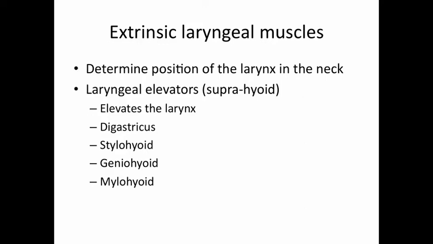We're going to talk about the extrinsic laryngeal muscles. The extrinsic laryngeal muscles, as I said, determine the position of the larynx in the neck, whether it's high up in the neck or low down in the neck. The extrinsic laryngeal muscles can be divided into two groups: laryngeal elevators or suprahyoids, and laryngeal depressors or infrahyoids.